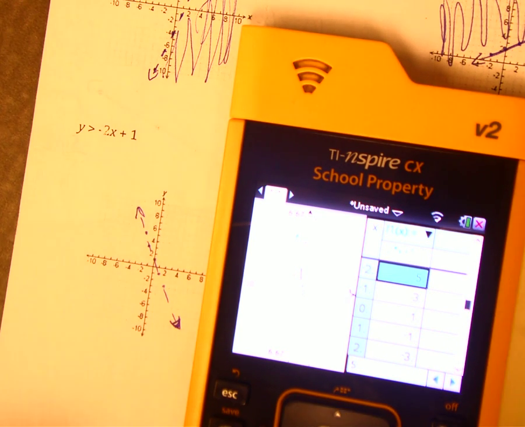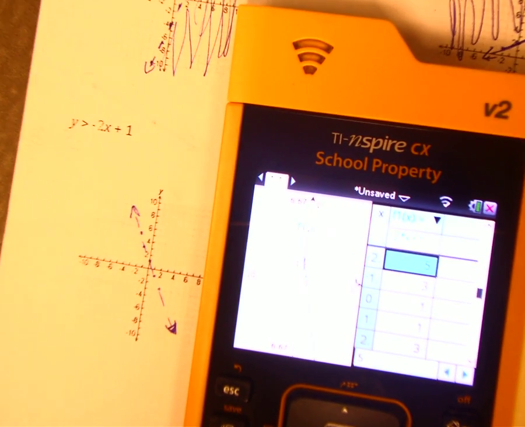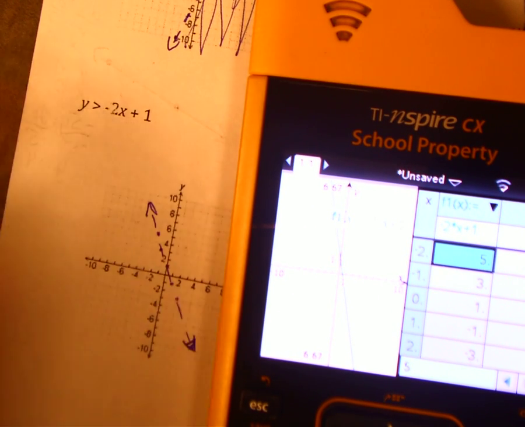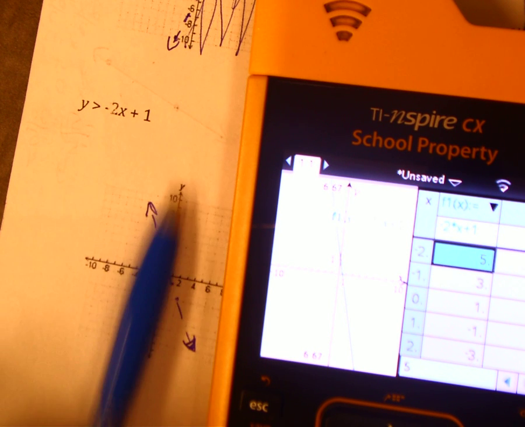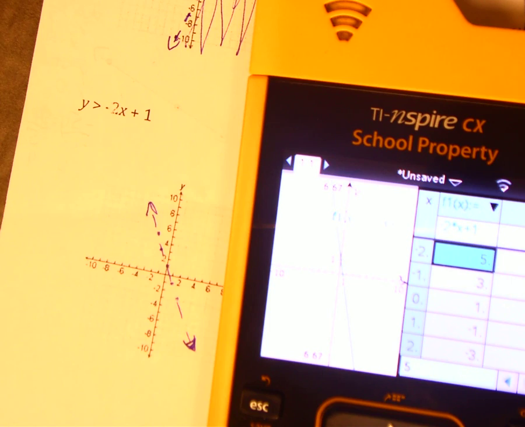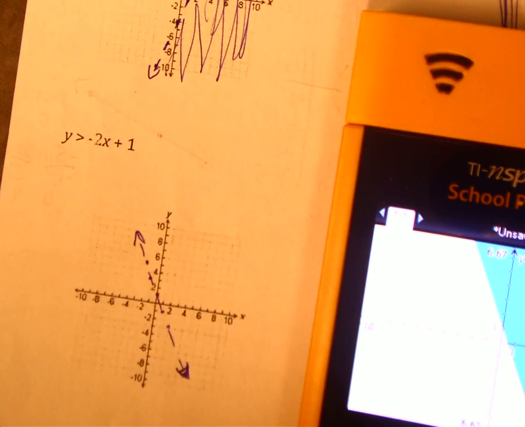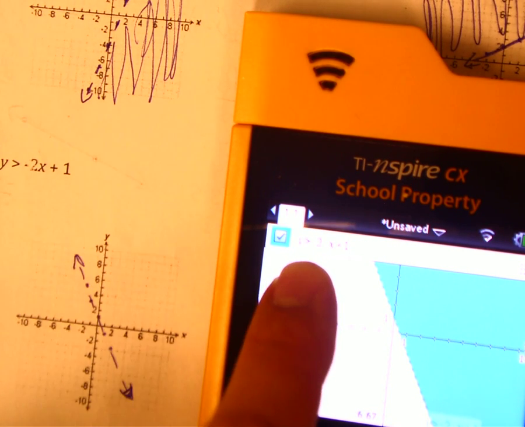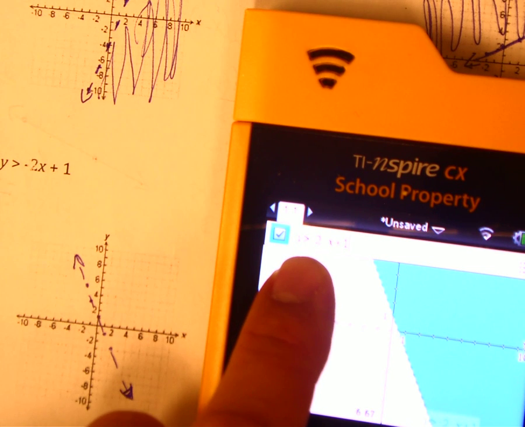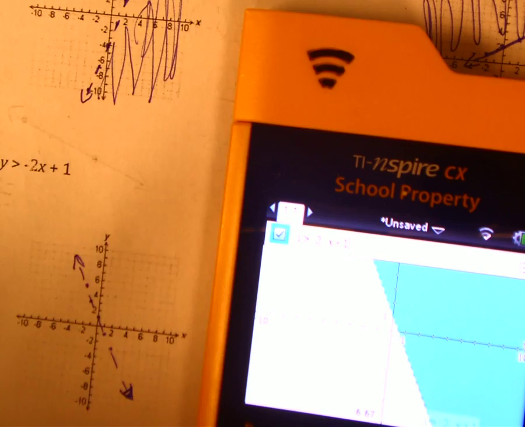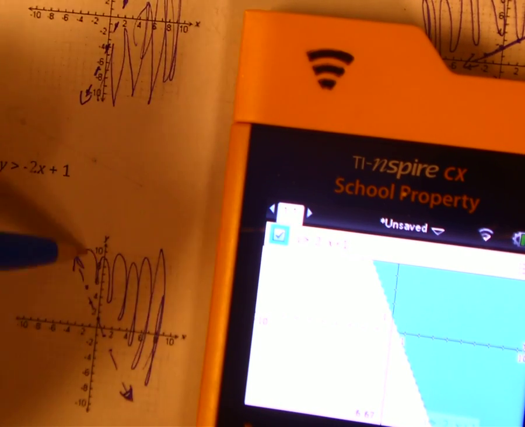So the next thing that we want to do is say, all right, do we shade it above or do we shade it below? Because y is greater than, we want to shade it above, on the top side. So that is going to be this side right here, but let's look at that. Right here we have the inequality again. If I hit tab, go up to this, and change the equal sign to the greater than sign, then I can see it right there. And so it is shaded above.